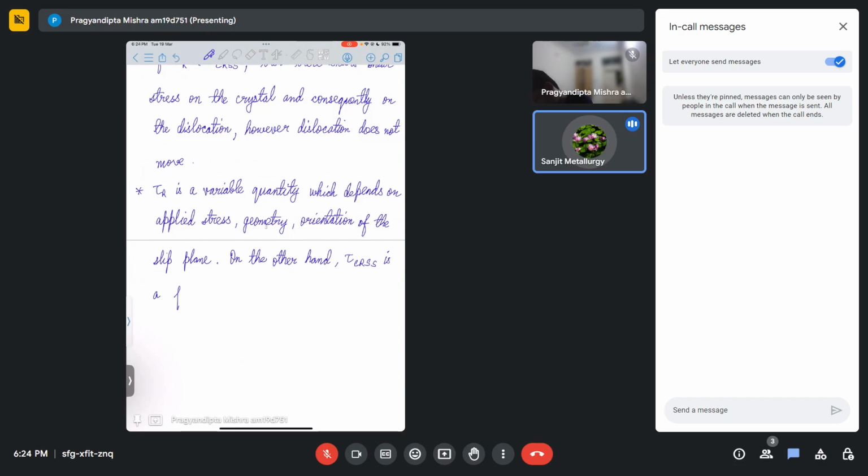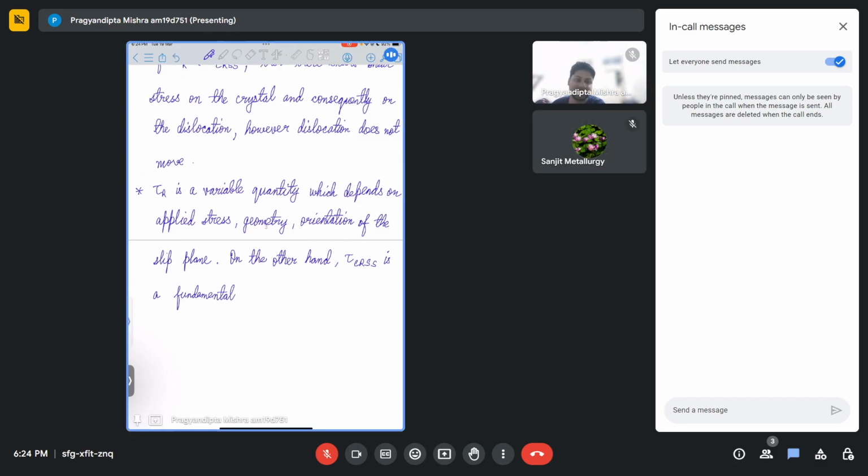Sir, suppose there are certain heat treatments which can change the elastic modulus of a material. Will it affect this tau CRSS? If it is affecting the phase within the material system, and the phase undergoes a transformation, then there will be a change in the tau CRSS value. However, if after the heat treatment you are getting back the exact same phase which you had earlier, then there should not be any change in tau CRSS. I hope that's clear.